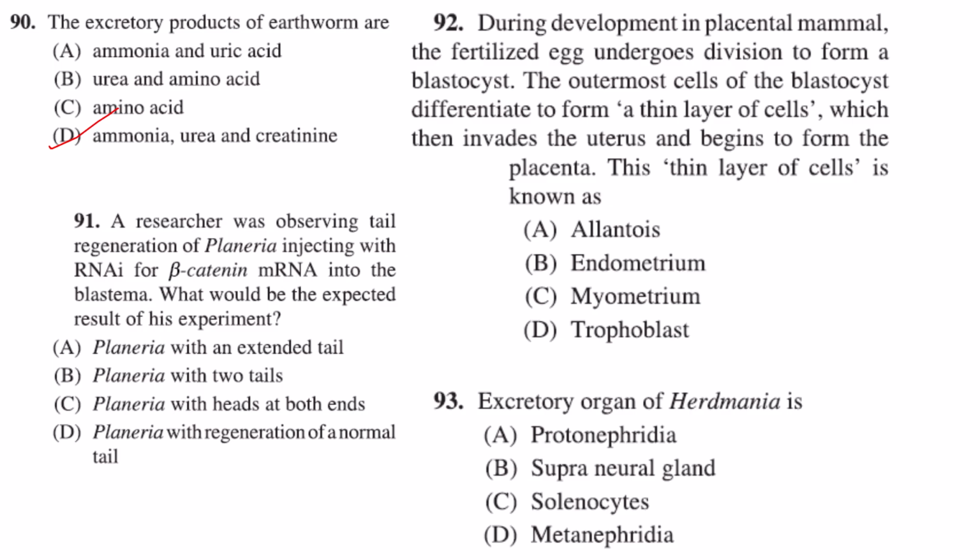Planaria with an extended tail. No, planaria with heads at both the ends. Now beta-catenin is involved in the WNT signaling pathway and it is required for the specification of the head-tail axis during planarian regeneration. Okay. So when beta-catenin is disrupted, the normal head-tail polarity is disrupted and it leads to the formation of a head at both the ends.